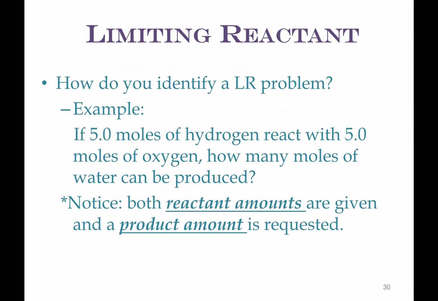How do you identify a limiting reactant problem? You are given information, usually numbers or masses or molarities. We'll talk about that in a little while, to figure out how much of those reactants you have. So of 2 reactants or more, technically you could have more, and you're asked about a product.